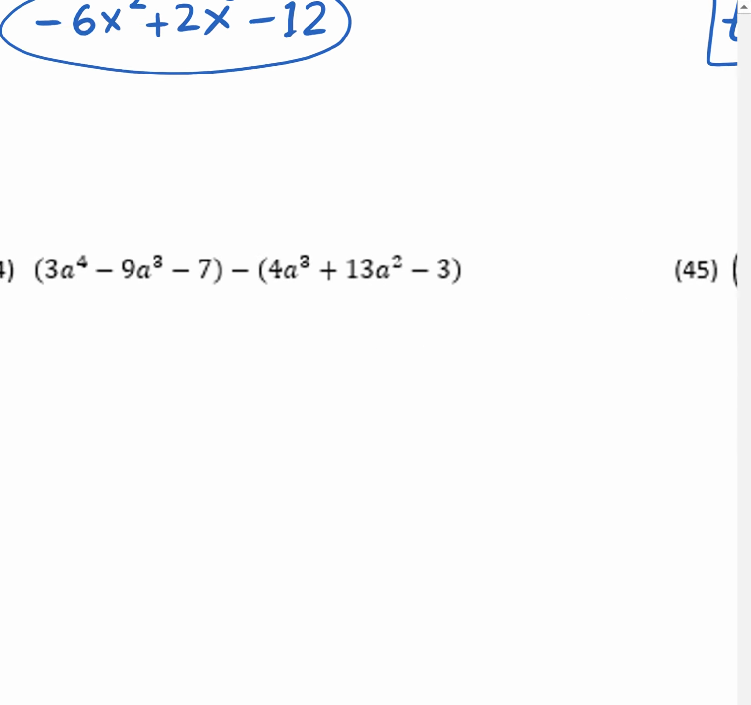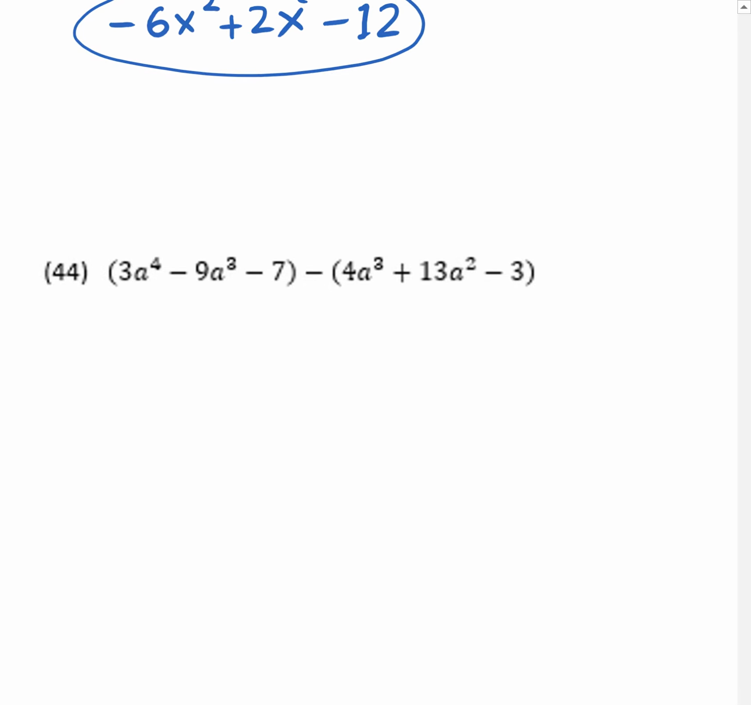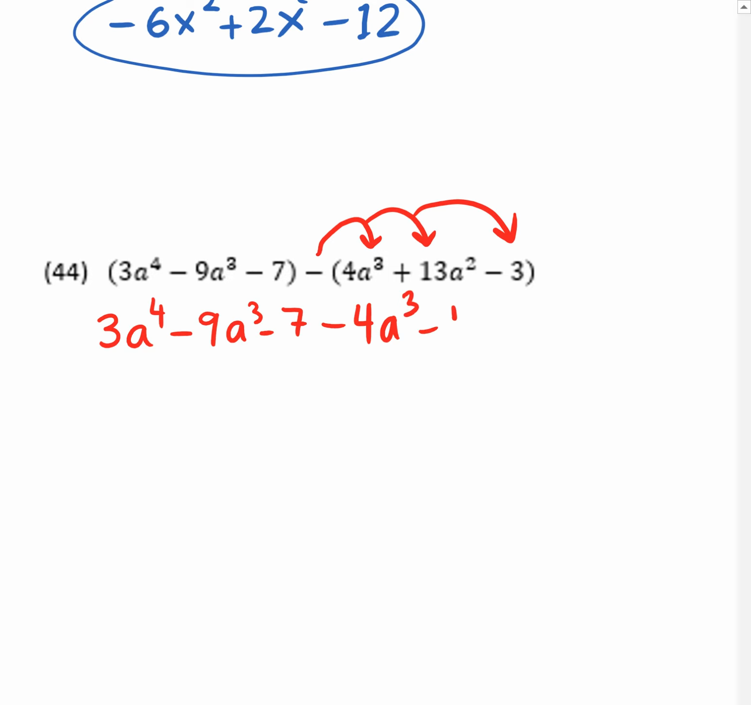Let's try this next one here. Ooh, I have to be careful, because I do see a subtraction sign in the middle. So it has to be distributed onto the very right polynomial. The left one, though, I can just drop the parentheses. 3a to the 4th minus 9a to the 3rd minus 7, let's see now. If I give that subtraction sign to the 4a to the third and the 13a squared, they'll become negative. But then if I give the negative to the negative 3, it'll become positive 3.